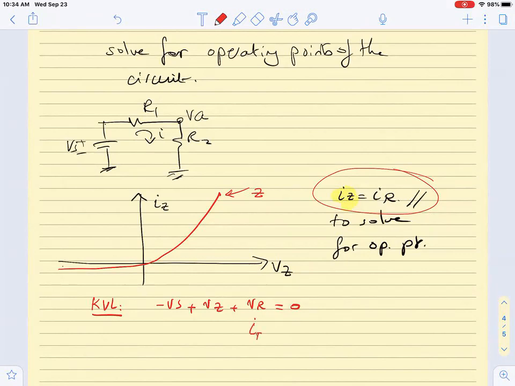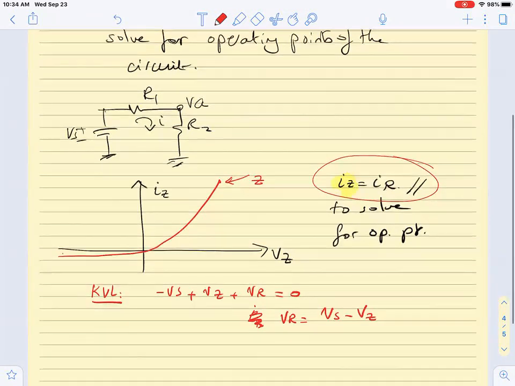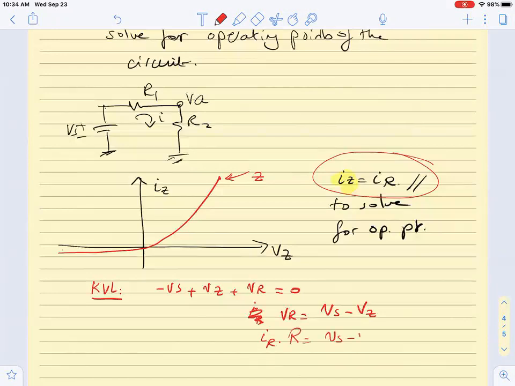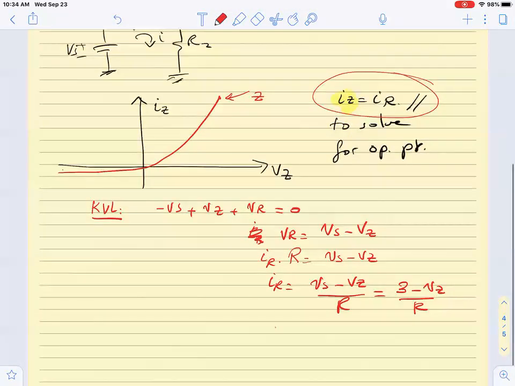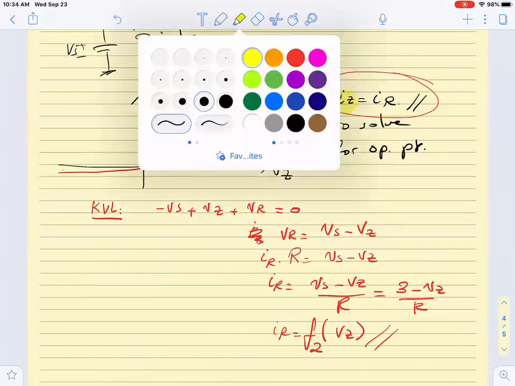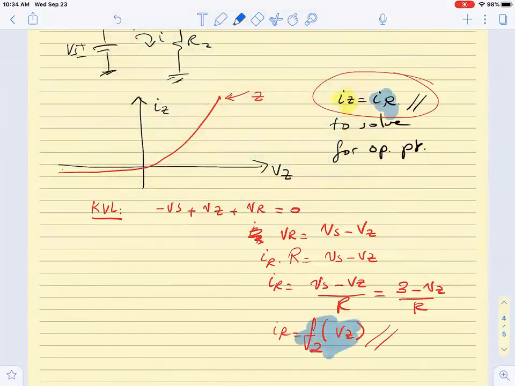VS minus VZ. Exactly. VR is equal to VS minus VZ. But VR is what? It is IR times R, right? So therefore, IR is VS minus VZ over R. If we take Vs as a constant, what happened to IR? It became a function of what? VZ. But it is another function, right? Now, if I plug in this function 2 of VZ here, what do I have? Do I have one equation, one unknown?